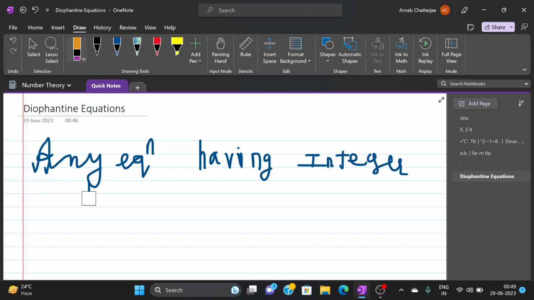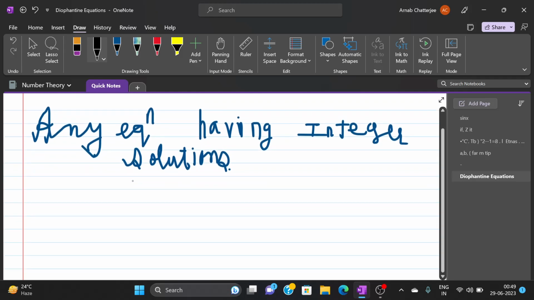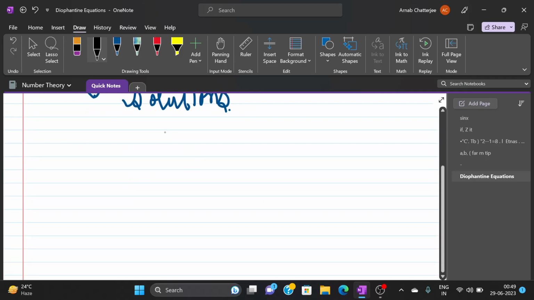Now, solving these equations becomes a very tedious job if you don't know the correct methods or the correct techniques to approach them. So let us start with a very fundamental equation and let's see how we can solve them. But before diving into the problem, let's see the categories into which these are divided.